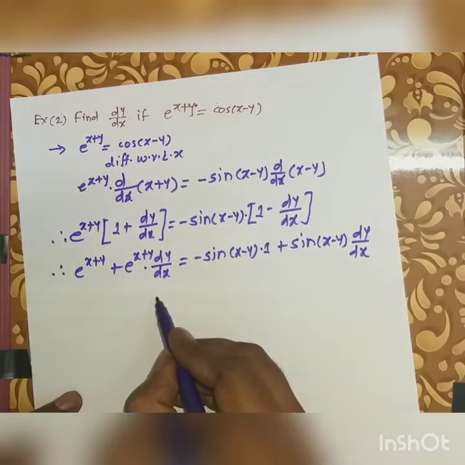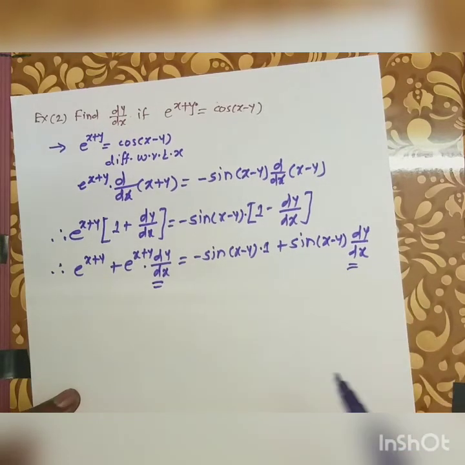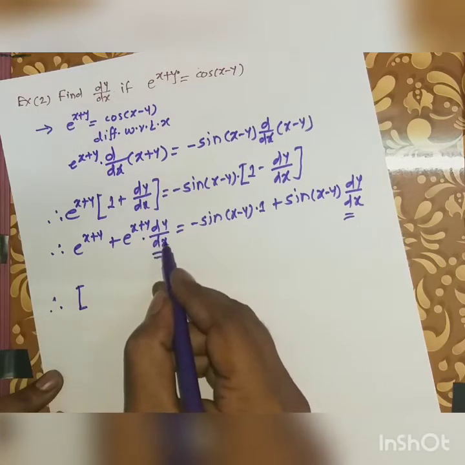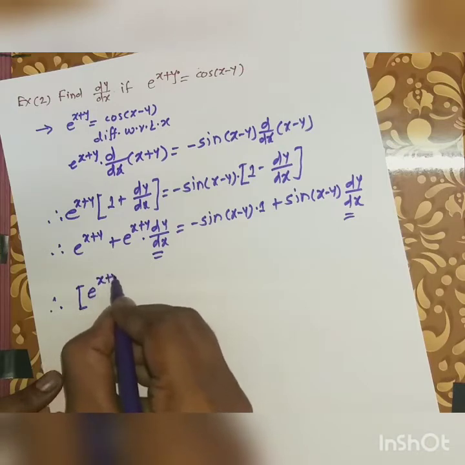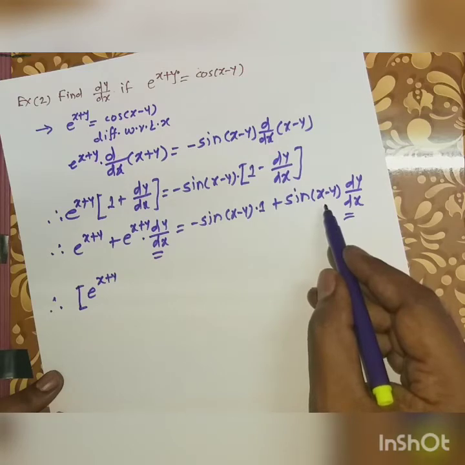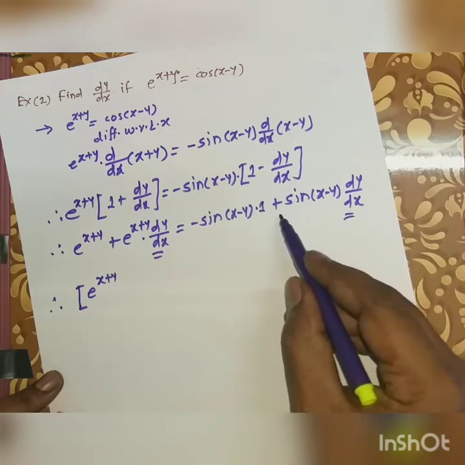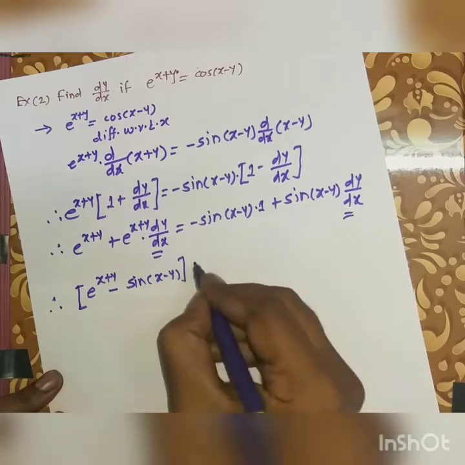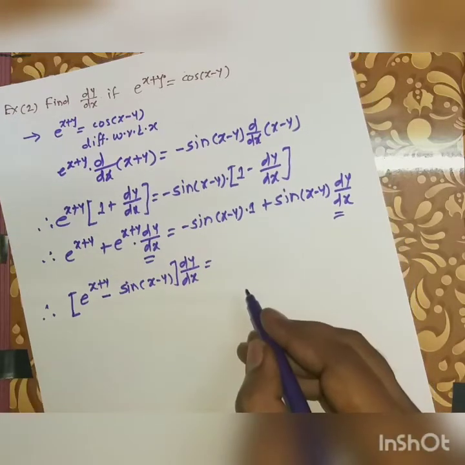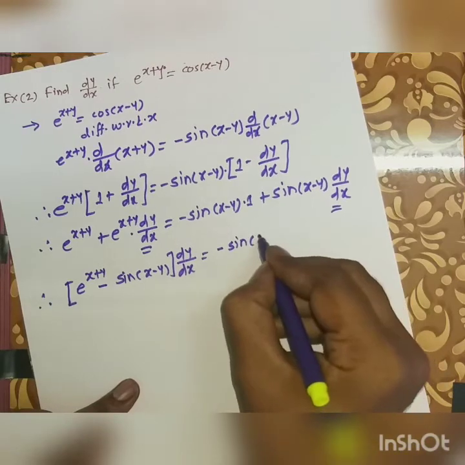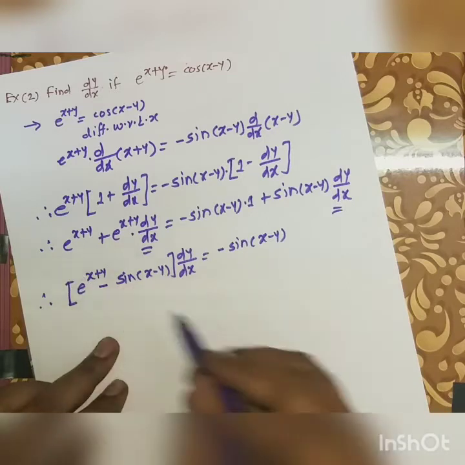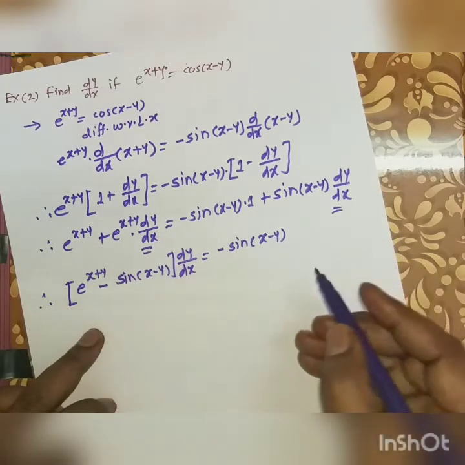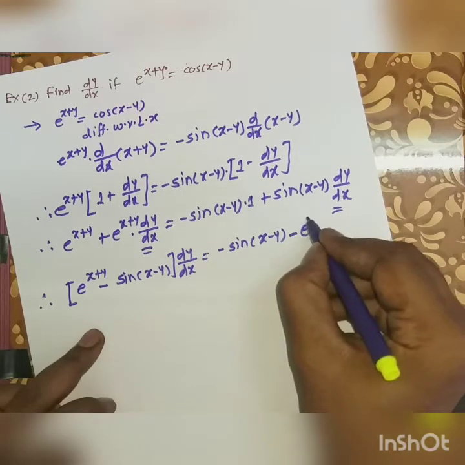Now here, this equation consists of two terms with dy by dx. Collect these two terms on the left hand side and take the common factor. Therefore, first the coefficient of dy by dx is e raised to x plus y. Here sine of x minus y is the coefficient of dy by dx, so its sign is plus. If we bring it to the left hand side, then its sign is minus sine of x minus y, and the common term dy by dx is equal to minus sine of x minus y on the right hand side. The e raised to x plus y term is not a coefficient of dy by dx, so we write it on the right hand side as minus e raised to x plus y.